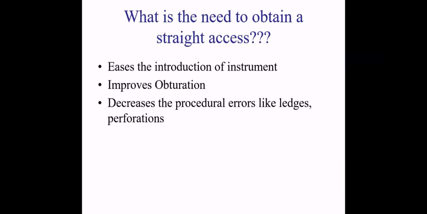Then what is the need to obtain a straight access? The main thing is ease of introduction of the instruments. You should be able to put the instruments into the canal and remove them without any hassle. It also improves obturation, because with good visibility you can obturate in a very good way, isolate properly and clean the canal properly. It also decreases procedural errors like ledges and perforations, because you can see the access.